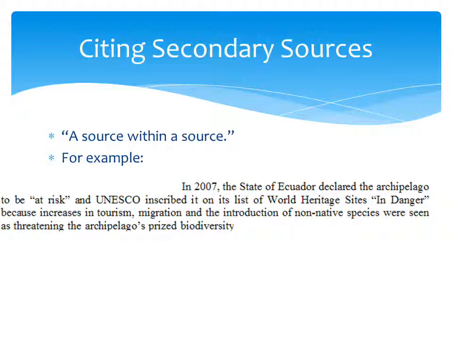Sometimes you come across a source within a source. This is called a secondary source, and there is a specific way to cite it. For example, if you were to read this in your article, you would see that there are two secondary sources in this sentence: the state of Ecuador and UNESCO. How would you cite that if you wanted to say what the state of Ecuador said?